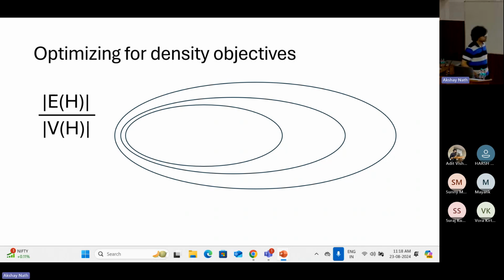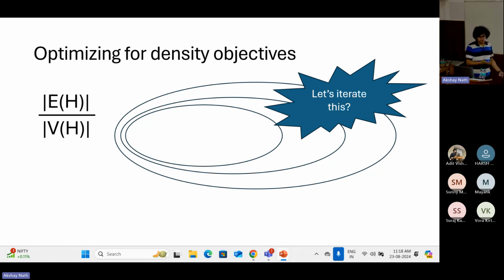And so someone asked me, why not just take this, remove your densest subgraph, and iterate that all over? So let's iterate this procedure. You remove it and you iterate that. Does anyone see what could go wrong here? Okay, so maybe I'll give the answer.